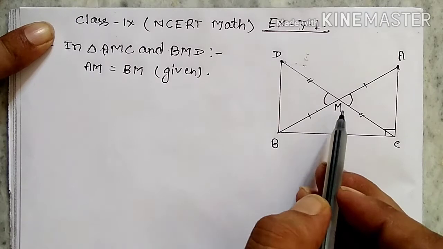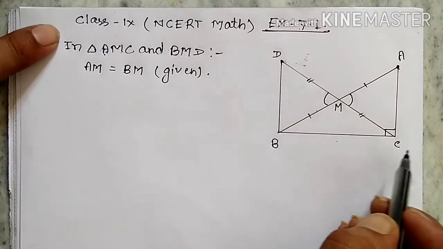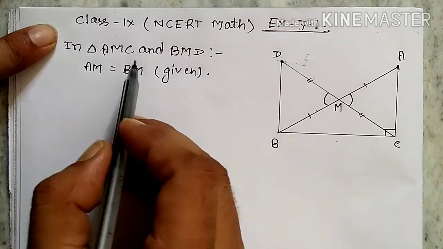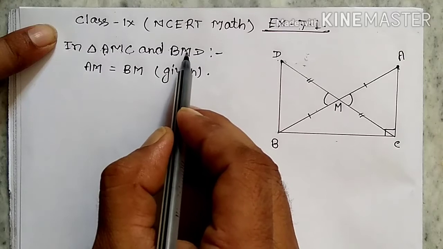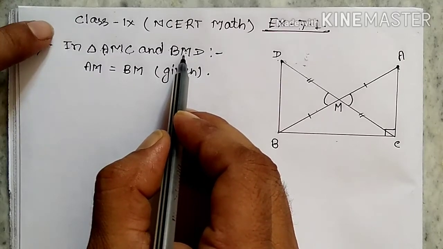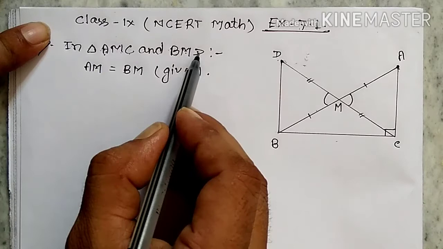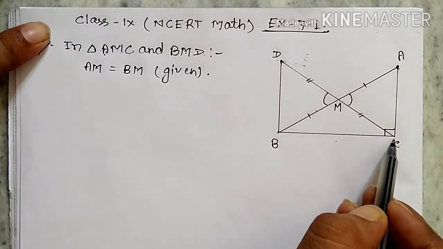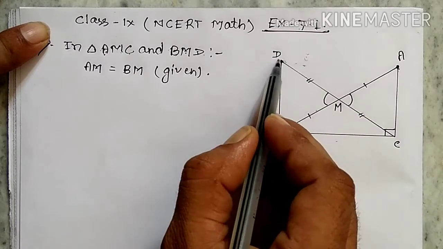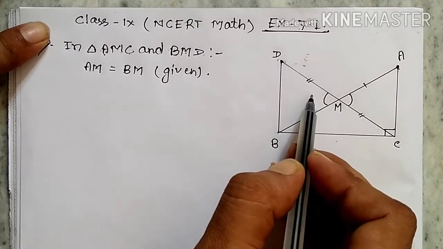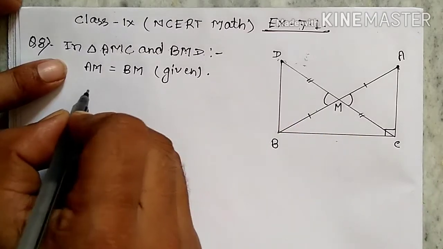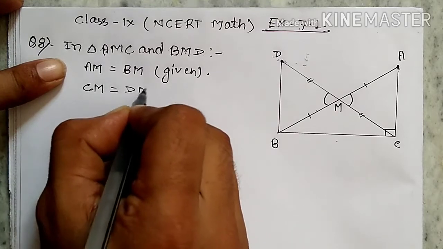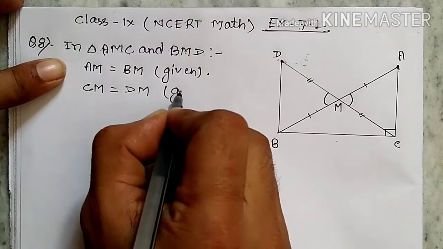And CM is equal to DM. Given, CM is equal to DM. We have to write here in sequence. In this triangle CM is equal to, in this triangle, DM. Both the sides are equal as indicated in the figure. So we can write here CM is equal to DM. It is also given from the question.